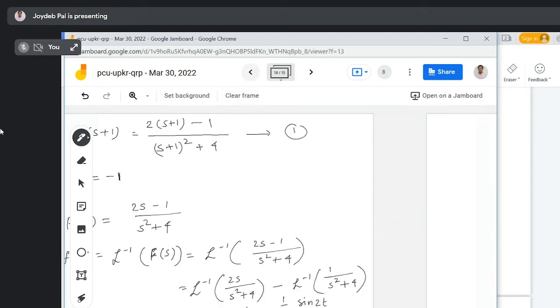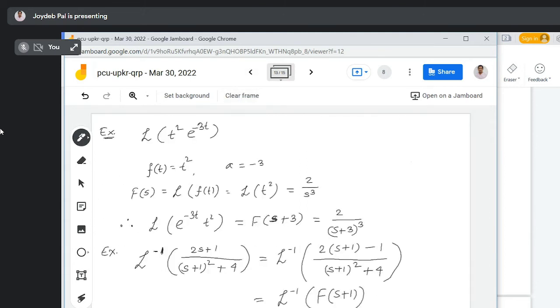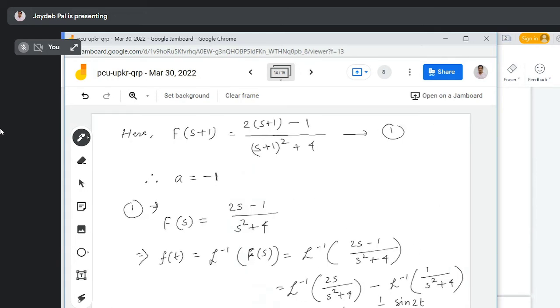ये एक लॉन्ग क्वेश्चन है, मतलब ये 5 मार्क्स का क्वेश्चन हो सकता है. Laplace inverse of 2s plus 1 divided by s plus 1 whole square plus 4. I have not concluded the problem yet. Okay. ft, is it clear now? देखो ft we are getting 2 cos 2t minus 1 by 2 sin 2t.